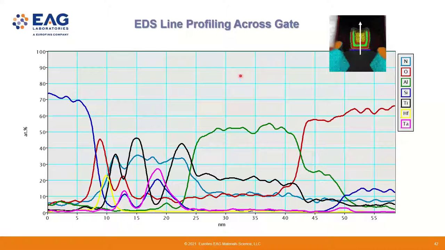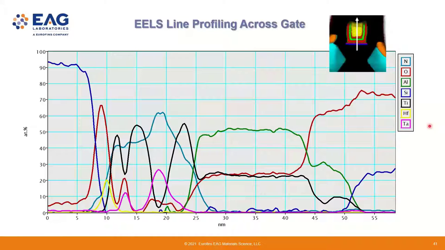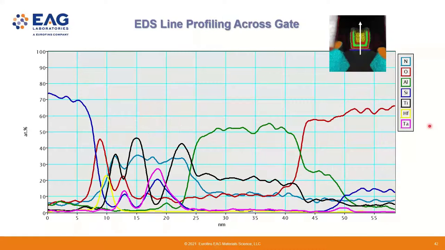So of course, compared with EDS, EELS has higher energy resolution. For example, if you use EDS, you probably have a pretty high background of nitrogen and oxygen, and also silicon, hafnium, and tantalum all have overlapping edges, or overlapping peaks, I should say. So you want to use EELS in this case to separate this signal for better analysis of the interface layers.